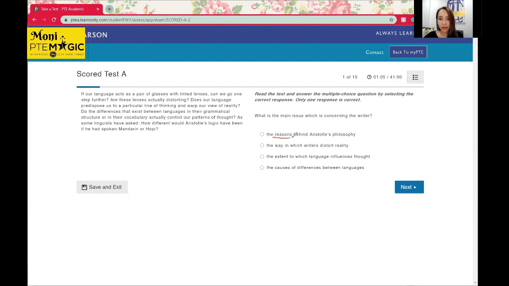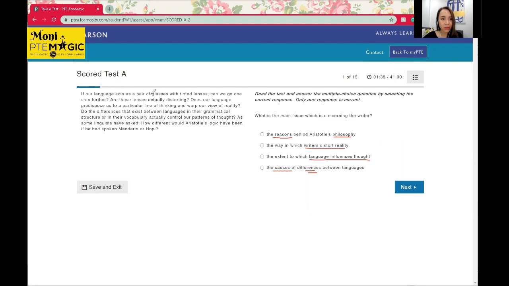So the reasons behind the philosophy, writers distort reality, the way, right? The extent to which language influences thought, and then the causes of differences between languages. Okay, so let's check. When we're finding the main issue, it's normally at the beginning or at the end. So let's just check it. But the text is very short anyway, so I think we have time to read through it.